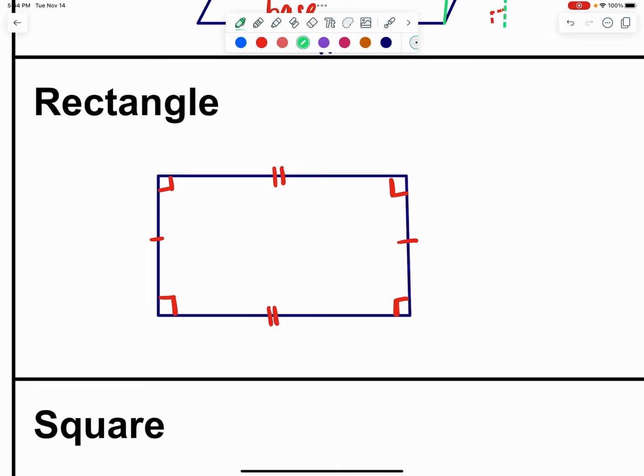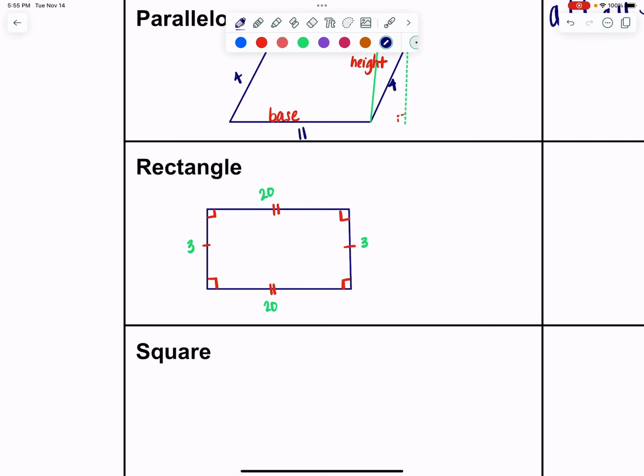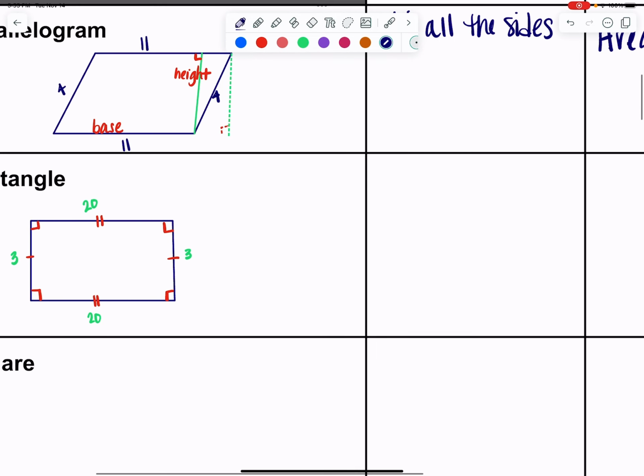So if you have a picture that says the top is 20, and one of the short pieces is 3, this is not drawn to scale, you automatically know 2 more pieces of information. You know that the other short piece is 3, and then the bottom is 20. Now, if I wanted to find the perimeter, the distance around the outside of my rectangle, you guessed it, we are going to add all the sides.